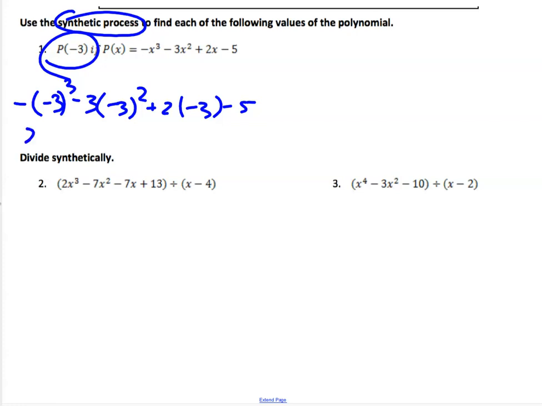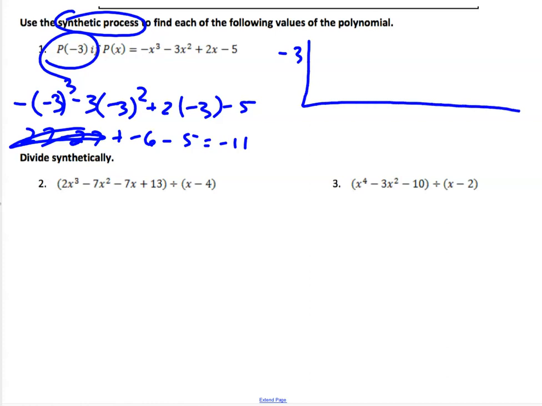This looks to me like I got 27 or minus 27 plus -6 minus 5. Looks to me like I should get -11. Okay, so I'm looking for -11. So how do I evaluate P of -3 synthetically? I put the -3 on the outside. I put my coefficients on the inside, noticing that the degree is 3, so I need 4 numbers on the inside.